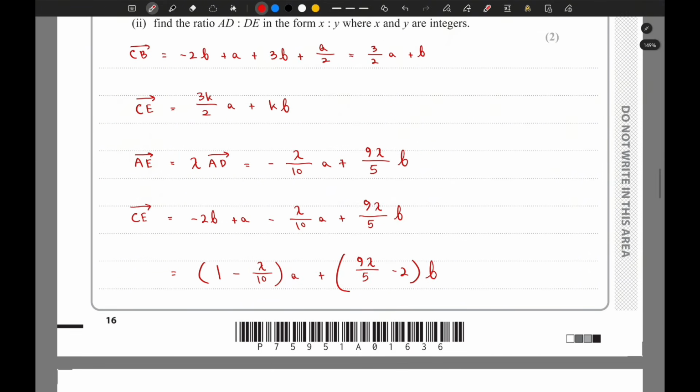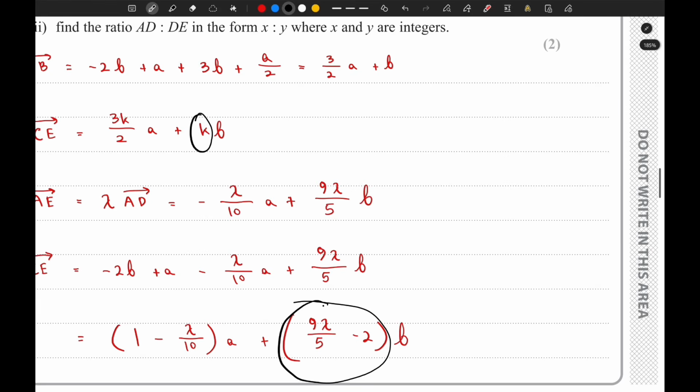So we have different equations for the same vector, which means that I can now equate the coefficients. Let's first equate the coefficient of b. I can say that k equals 9 lambda over 5 minus 2. So that's the first equation.